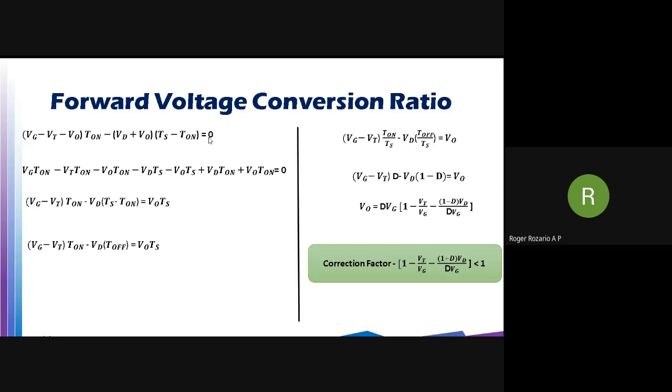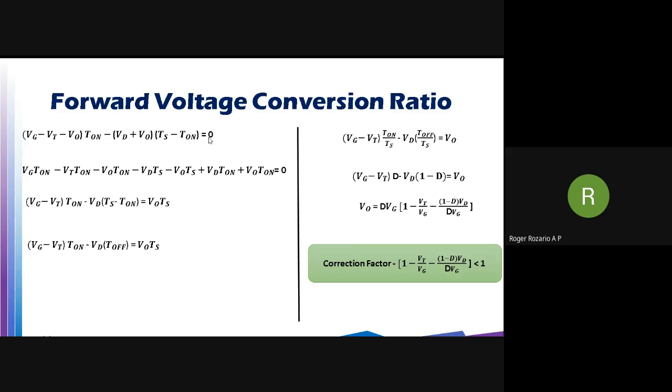The output voltage decreases by this correction factor. What is this correction factor? It is 1 minus the ratio of the switch voltage drop to the input voltage Vg, minus the second ratio, which is (1 minus D) into Vd by D into Vg. So the output voltage drops by this correction factor. That is the conclusion we are going to make.